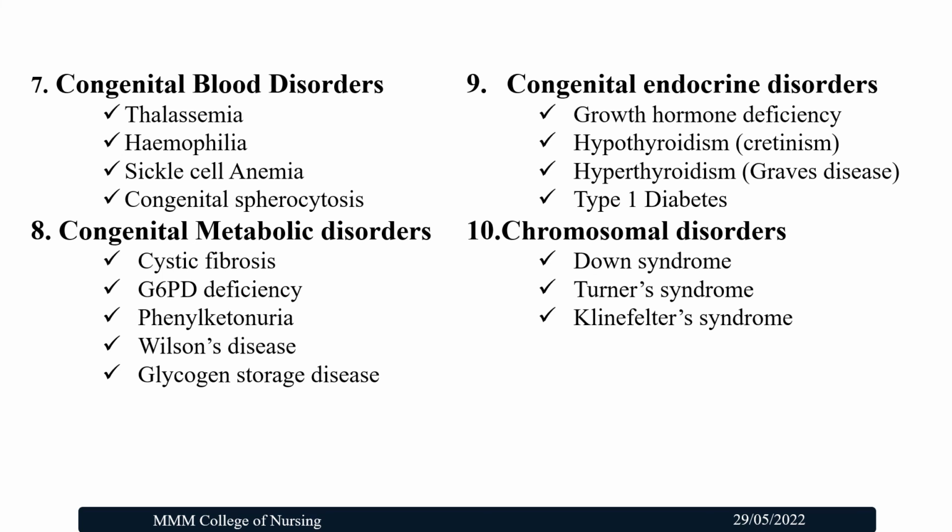Blood disorder examples: thalassemia, which means a hereditary hemolytic disease caused by faulty hemoglobin synthesis. And hemophilia is a bleeding disorder. Sickle cell anemia, congenital spherocytosis. And about the congenital metabolic disorders: cystic fibrosis, phenylketonuria, Wilson's disease, and glycogen storage diseases. These are the examples. And moving to the congenital endocrine disorders like growth hormone deficiency and hypothyroidism, that is called cretinism, hyperthyroidism, diabetes, and about the chromosomal disorders like Down syndrome, Turner syndrome, and Klinefelter syndrome, etc.